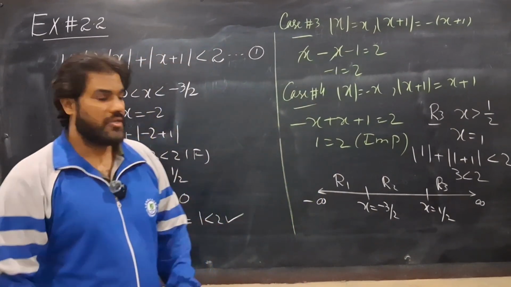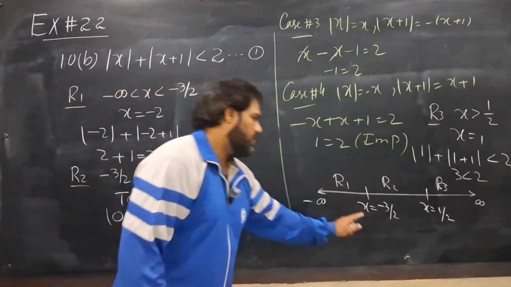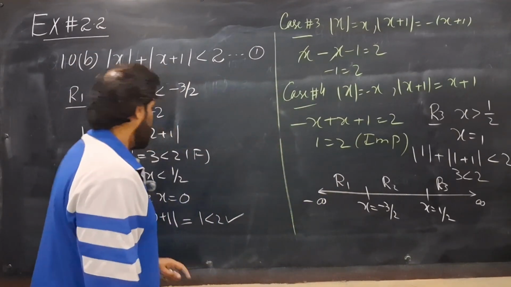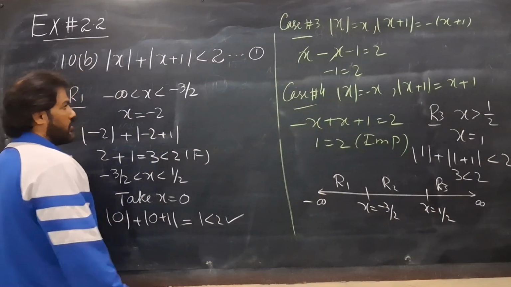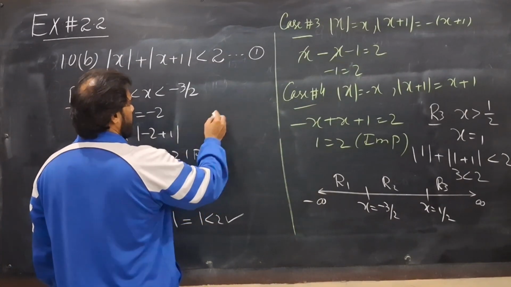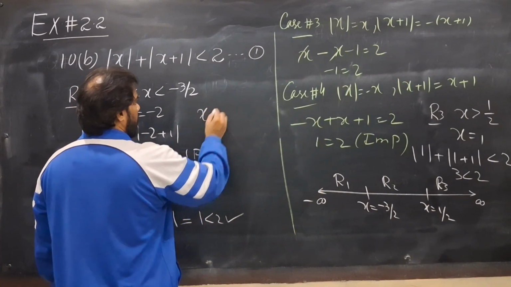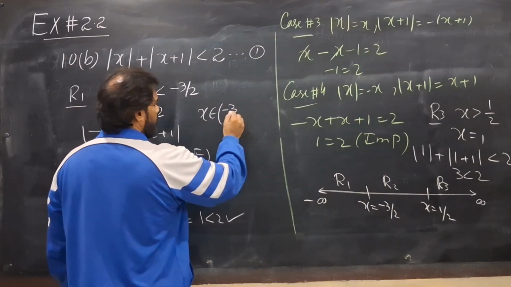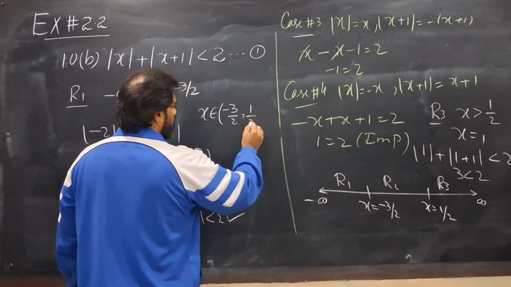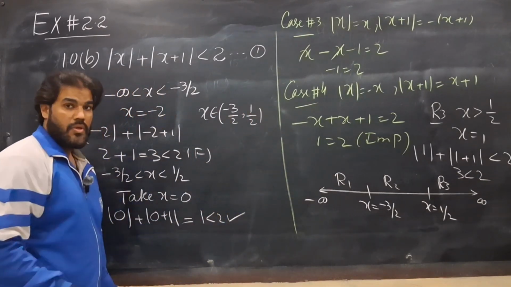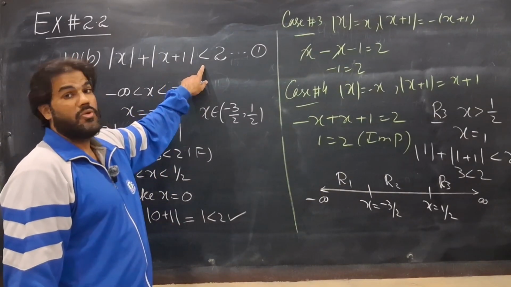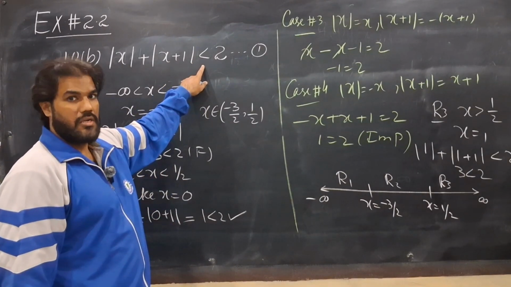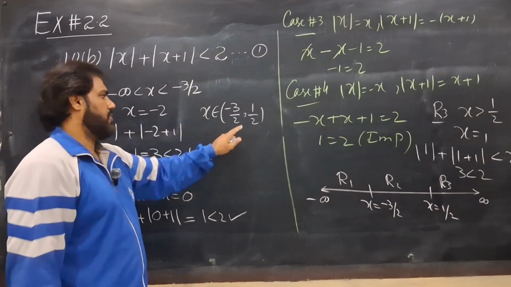So there is only one region that satisfies the given inequality, that is region 2, and region 2 goes from minus 3 by 2 to 1 by 2. So the solution of inequality 1 is the open interval, x belongs to minus 3 by 2 to 1 by 2, where x is any real number. Why is this open? Because the given inequality has no equal sign. Otherwise, we would close the interval.